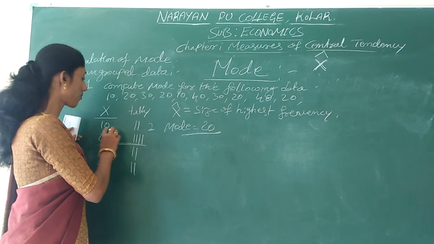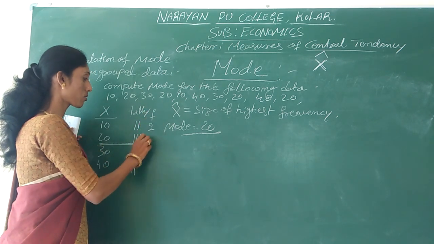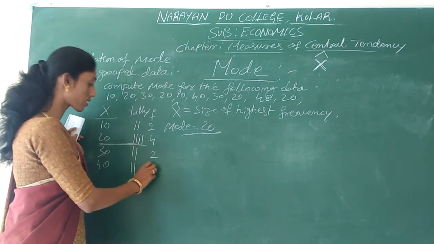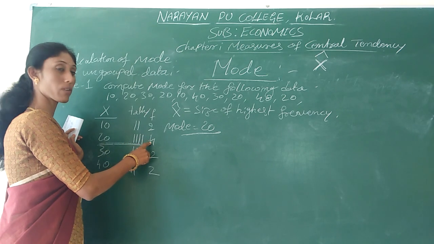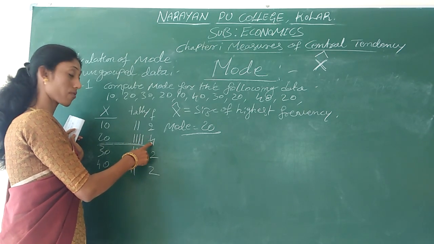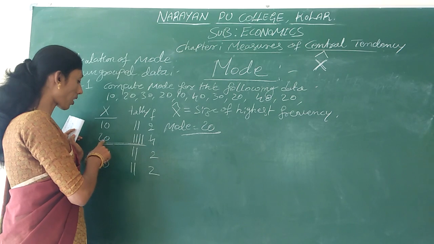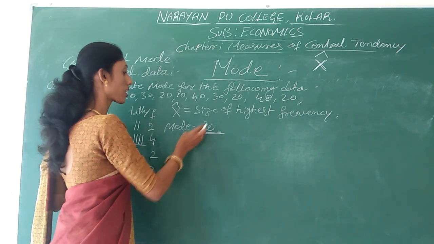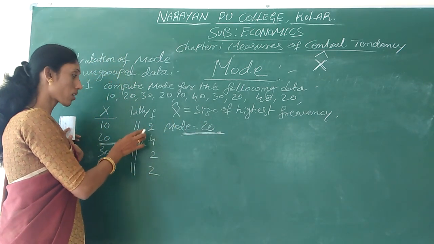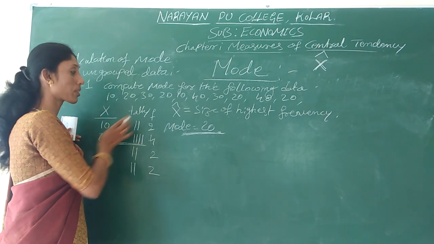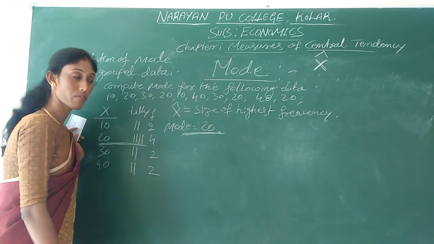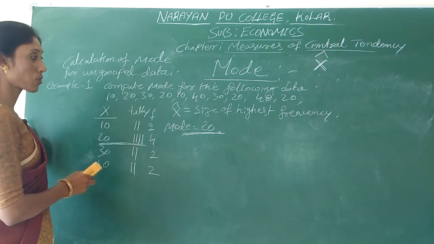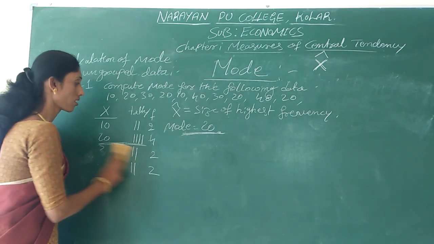See, frequency: 10 has appeared 2 times and 20 has appeared 4 times, 30 appeared 2 times, 40 appeared 2 times. Which is the highest frequency then? 4. Then the highest frequency's corresponding value is 20. Then 20 will be the mode. Or simply we can say that the most appeared value will be the mode. Got it now? Then we will discuss one more question relating to individual observation. I hope you understood this.